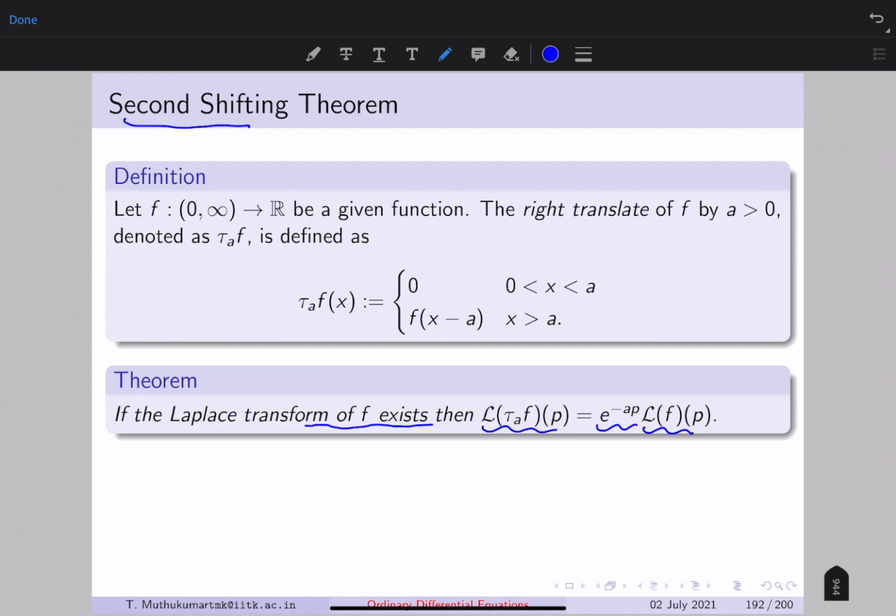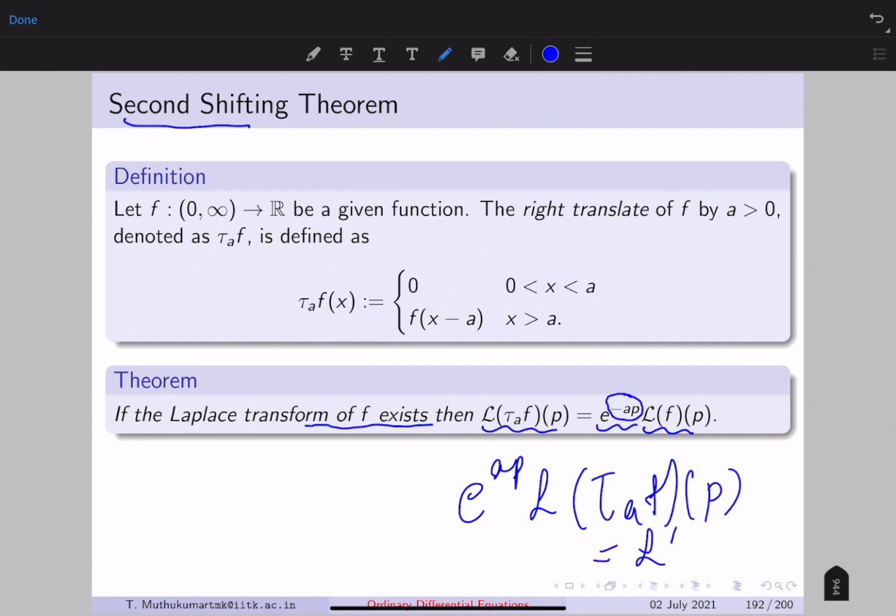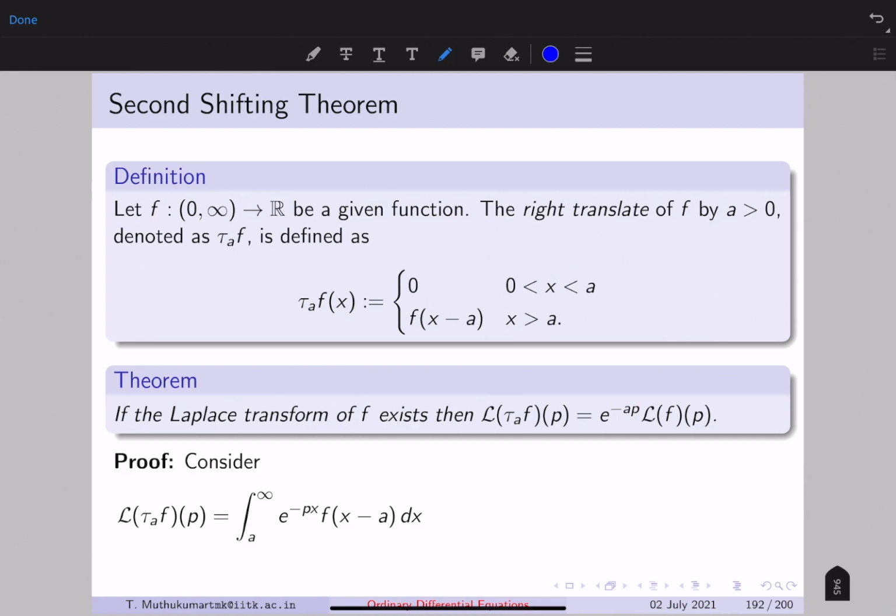Okay, the proof again is quite simple. You just remember that the sign here is minus a. So here you are multiplying by e power minus ap, right? Or in other words, you can think of it like this: e power ap times the Laplace transform of the translate is nothing but the Laplace transform of f. Okay, so what is the proof of this result?